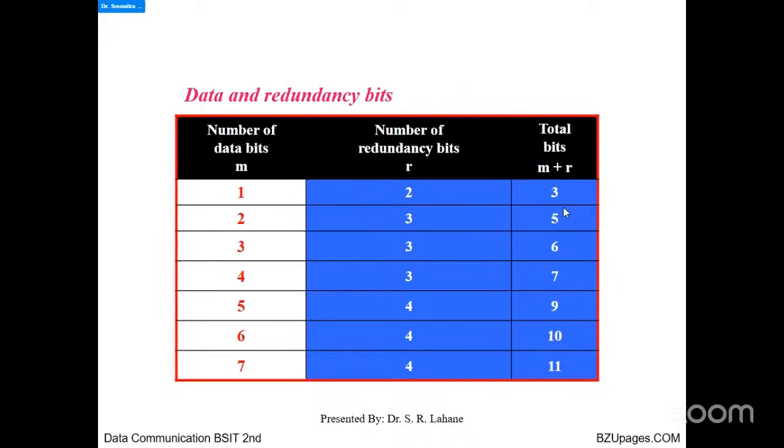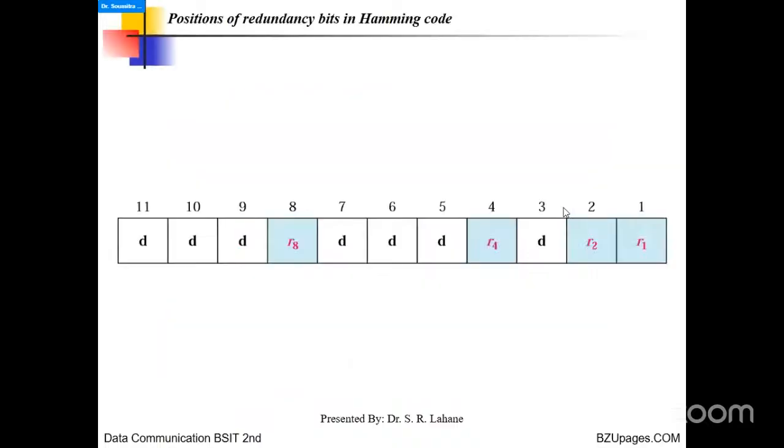Total bit length is 7. Suppose I am going to send 7 data bits, then the total number of redundant bits is 4. I need to append 4 redundant bits, and then the total length of the data word is 11. So this is how many redundant bits we require for a particular number of data bits whenever we are sending from one machine to another machine.